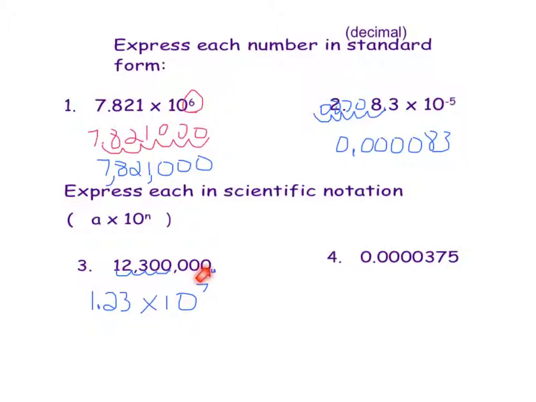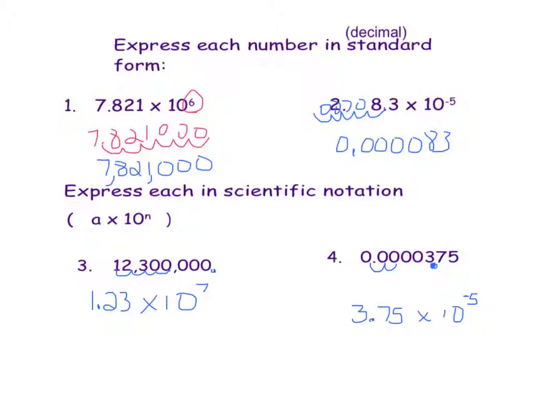That matches. This one, on the other hand, starts as a small number. So I'm going to find where I'm going to put my decimal. Again, there has to be just one non-zero number before the decimal, times 10 to the, and then we're going to count. I had to move it 1, 2, 3, 4, 5 places. But remember, it is a negative exponent because I started out with a very small number. And double check yourself. 1, 2, 3, 4, 5.